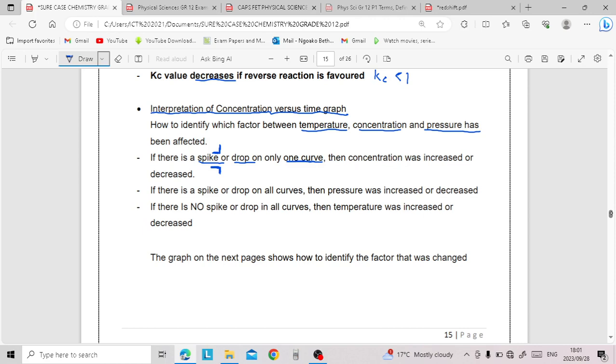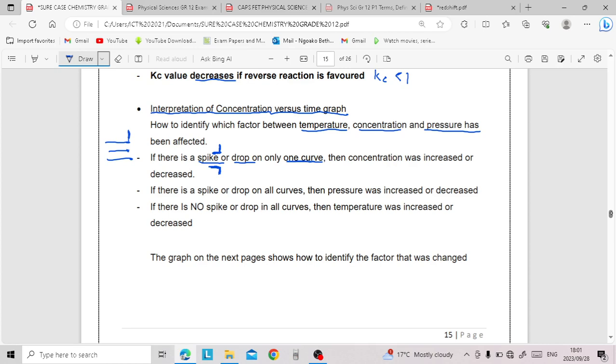If you leave this horizontal equilibrium line going up, there is an increase. If you leave that horizontal line going down, it means there is a decrease in the concentration. Now, that is if we see it on one line, because remember we might have 3 lines from the equilibrium: 1, 2, 3. Now we might have one line going up, and then the other lines follow without a spike. Then it means we changed the concentration there.